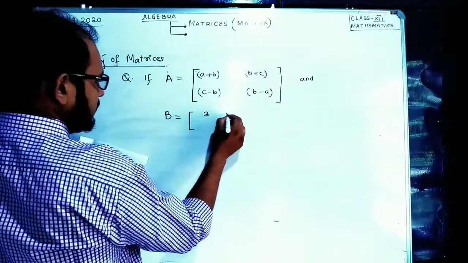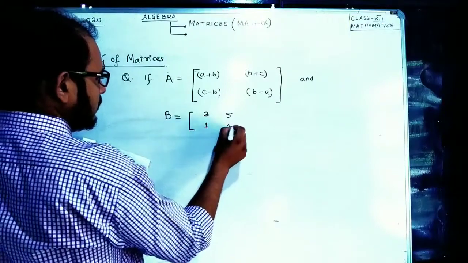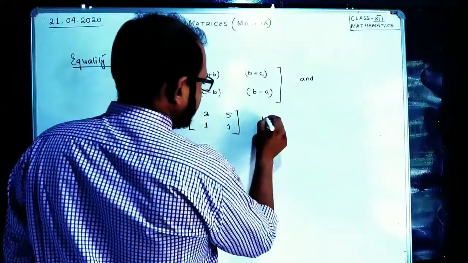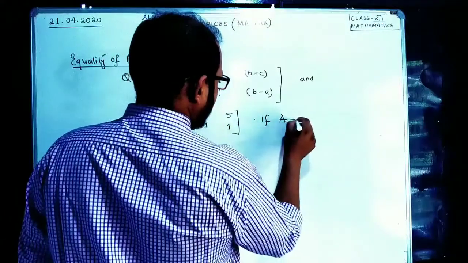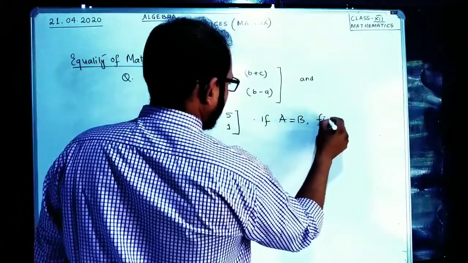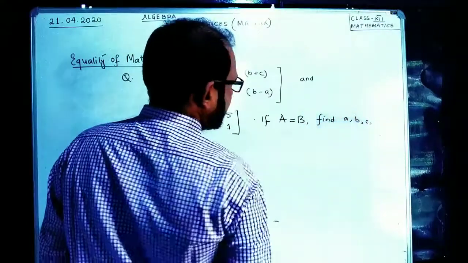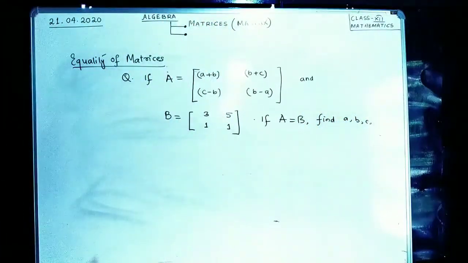Given as 3 5 1 1. If A equal to B, find A, B, C. Solution.